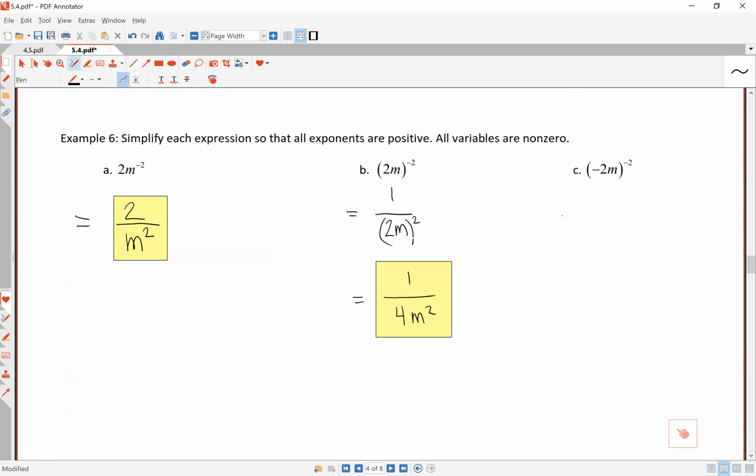And letter C, with the parentheses, that entire negative 2m is seen by the negative exponent. So I take the reciprocal and square the negative 2m, which leaves me with 1 over negative 2m squared. When you square a negative 2, it becomes positive 4, and squaring an m becomes m squared.